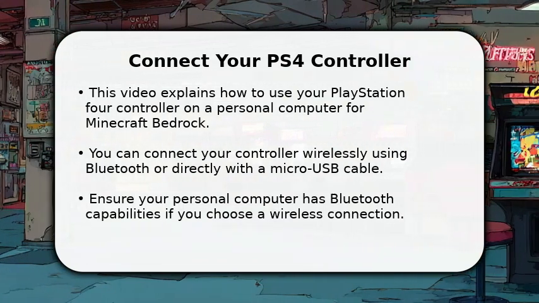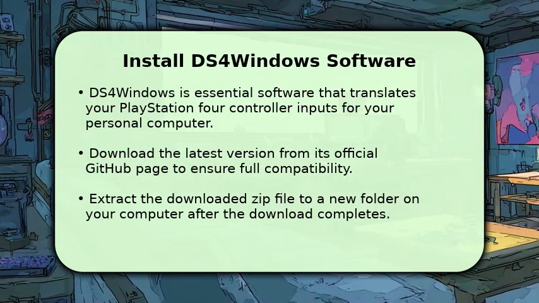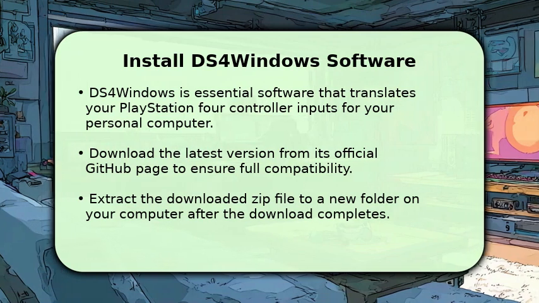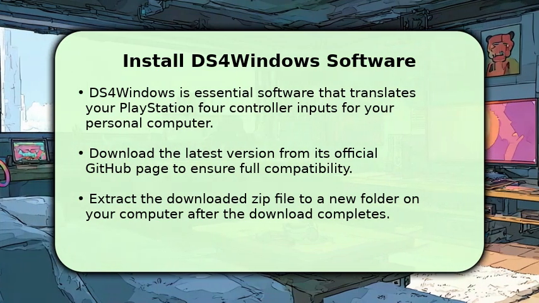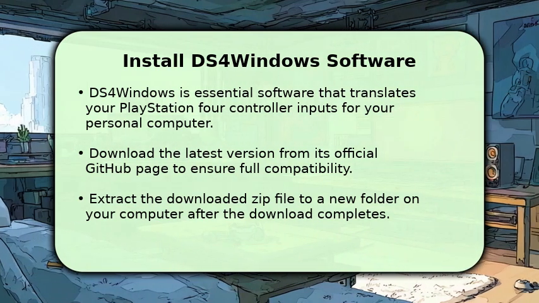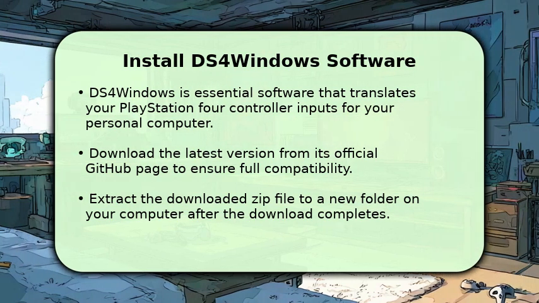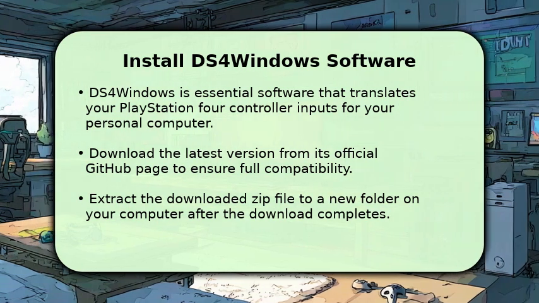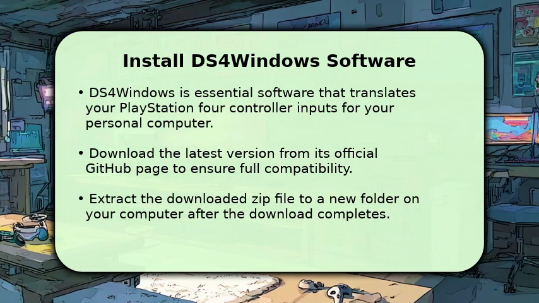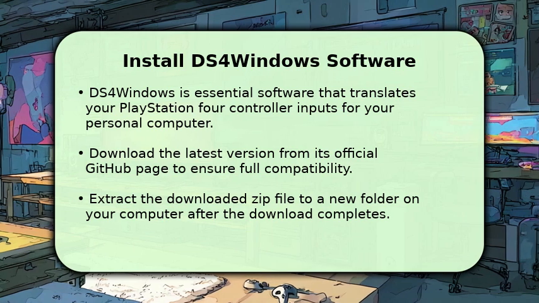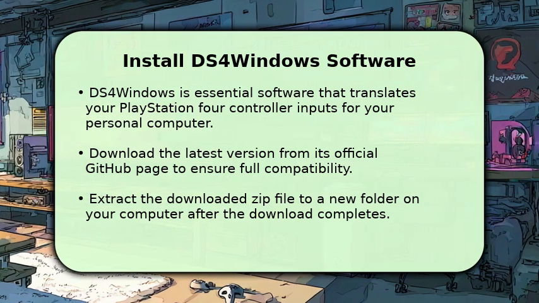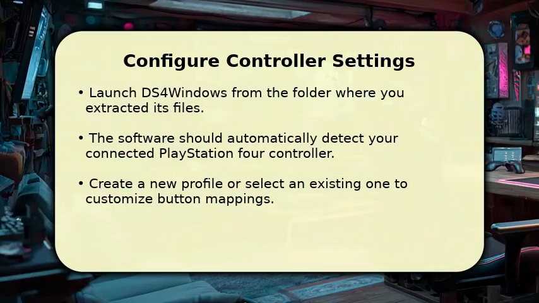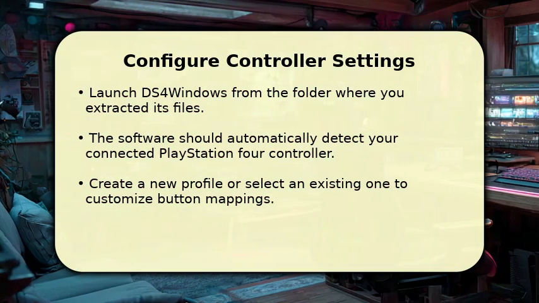computer settings. Now, you will need to install DS4 Windows, a crucial piece of software that allows your personal computer to properly recognize the controller. Navigate to the official DS4 Windows GitHub page using your web browser and download the latest version. Once the download is complete, extract all the contents from the zipped file into a dedicated folder on your desktop or preferred location. Open the DS4 Windows application from the folder you created.